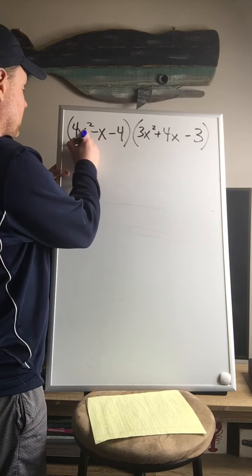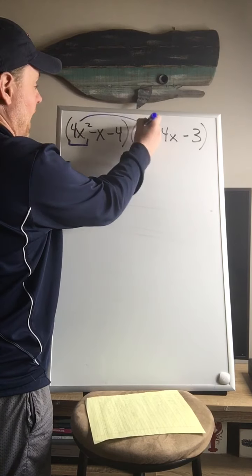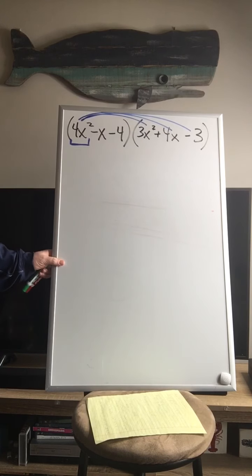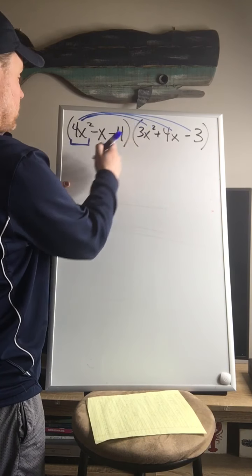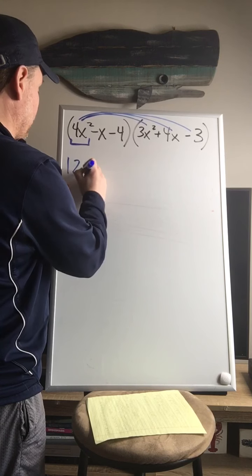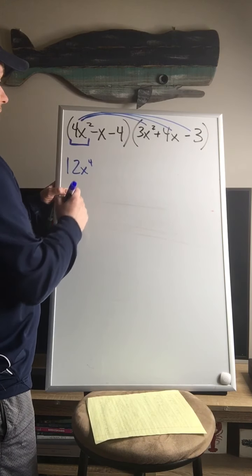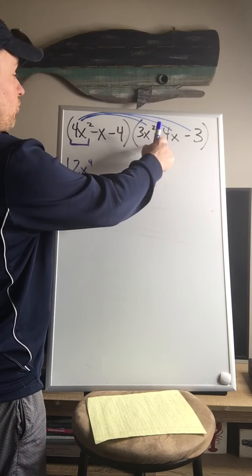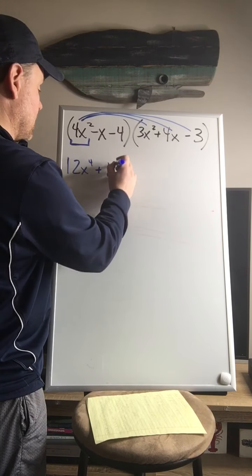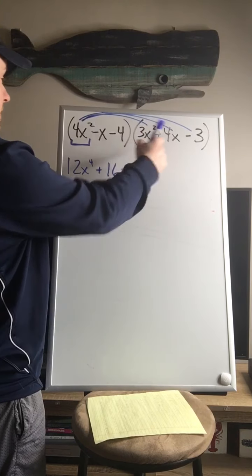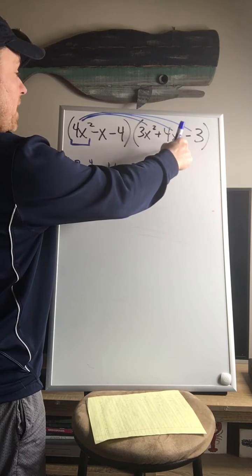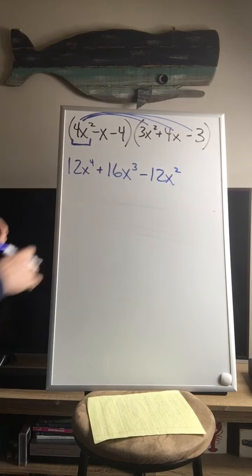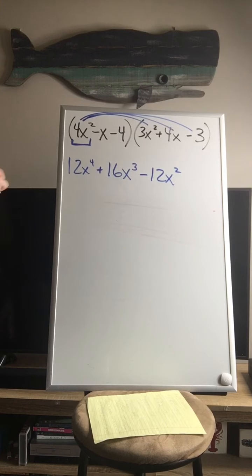Let's start with the 4x squared, and let's distribute that to that second polynomial. So 4x squared times 3x squared, that'll be 12x to the 4th, right? Because x squared times x squared is x to the 4th. 4x squared times 4x, that'll be 16x to the 3rd. And then 4x squared times minus 3, that'll be minus 12x to the 2nd. So that's distributing the 4x to the 2nd.